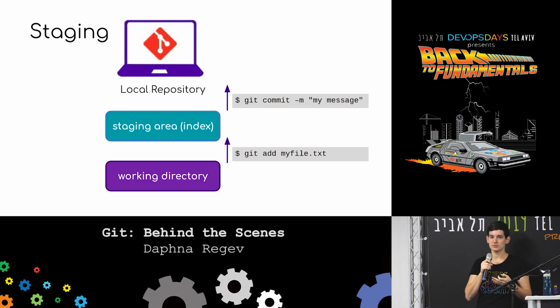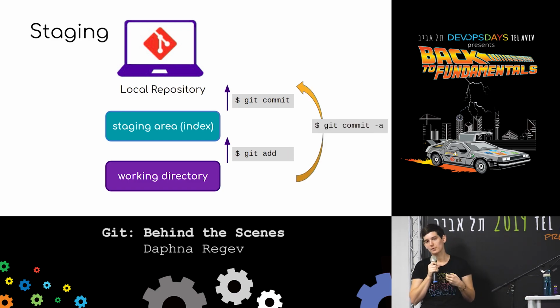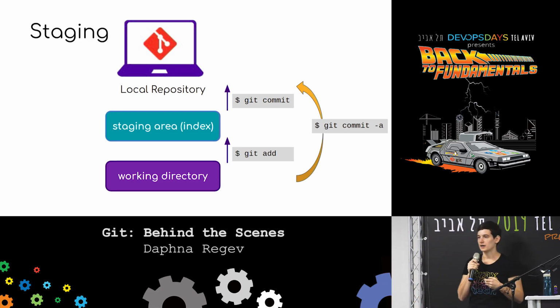Many times we want to stage and commit all of our changes. So for that, we can commit with the -a flag, and then it'll just take all of the changes in the working directory and put them in the next commit. So, okay, now we understand how a commit is created.